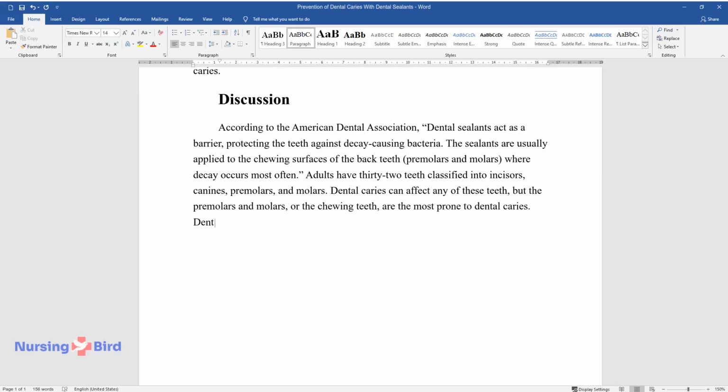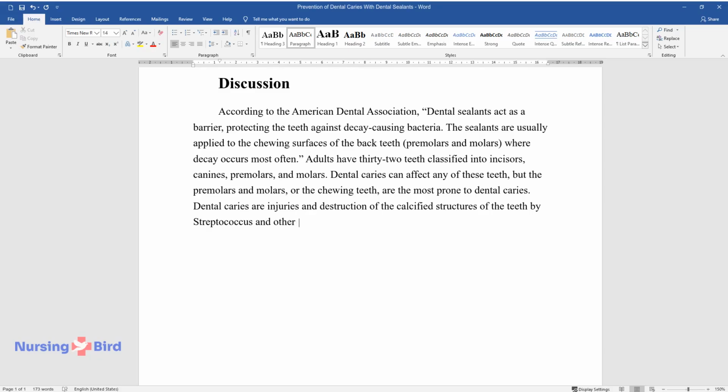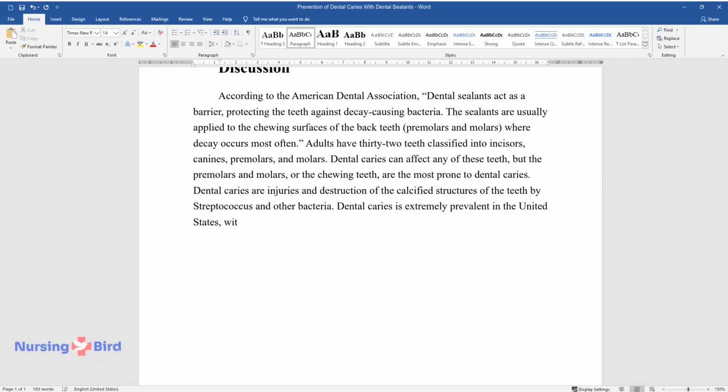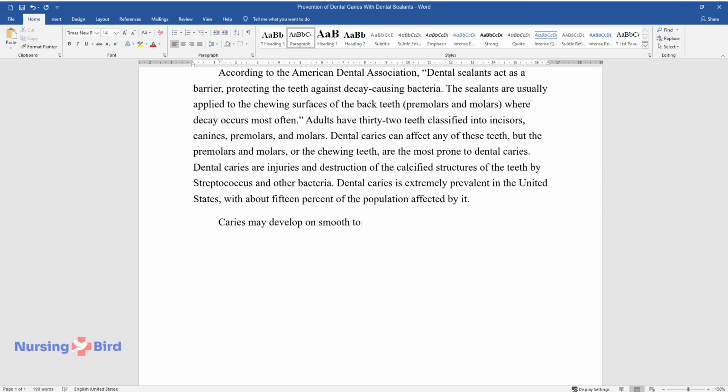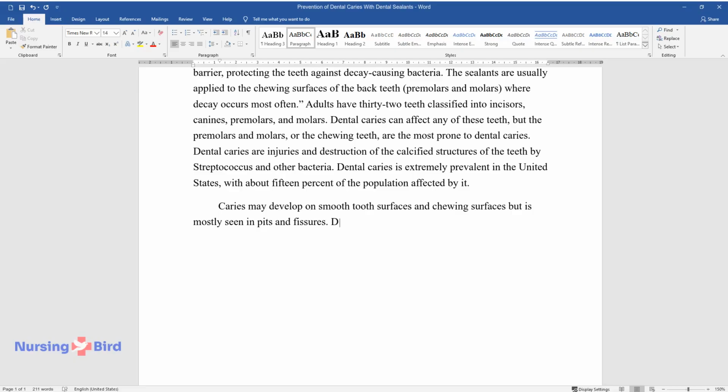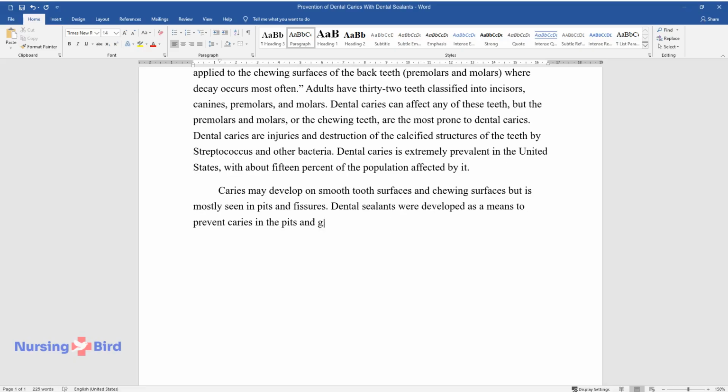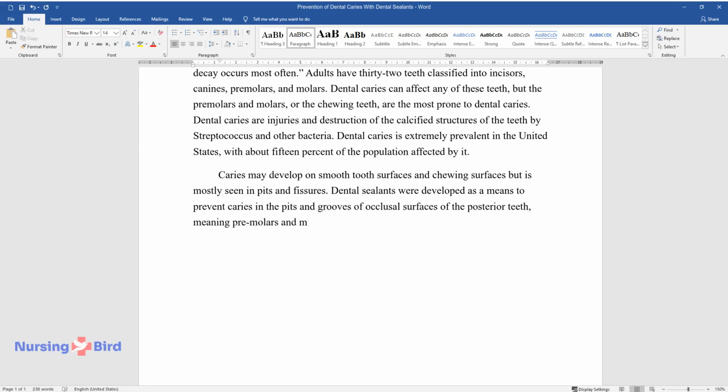prone to dental caries. Dental caries are injuries and destruction of the calcified structures of the teeth by Streptococcus and other bacteria. Dental caries is extremely prevalent in the United States, with about 15% of the population affected by it. Caries may develop on smooth tooth surfaces and chewing surfaces but is mostly seen in pits and fissures. Dental sealants were developed as a means to prevent caries in the pits and grooves of occlusal surfaces of the posterior teeth, meaning premolars and molars.